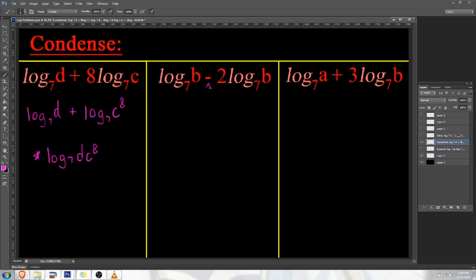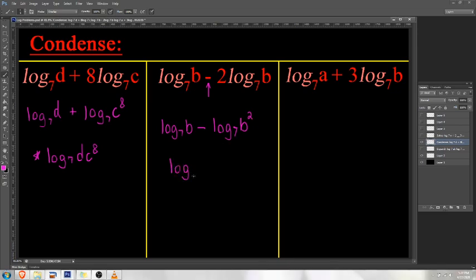Aha, this is the first time we have a subtraction sign, so this is the first time in all these problems we're going to use a quotient, right? We also have a coefficient, so we need to use the power property, right? Let's go ahead and use that power property first. So rewrite this as log 7 b minus log, I'll get that exponent inside the log, so b squared, that 2 is going to become a squared in here. Okay, now I'm ready to use the quotient, alright?